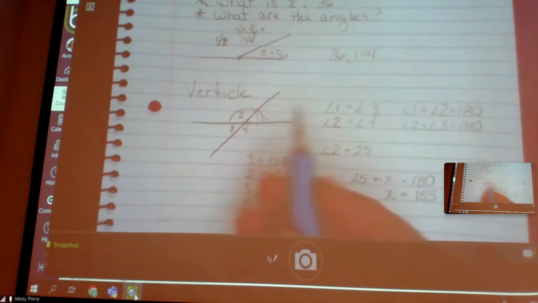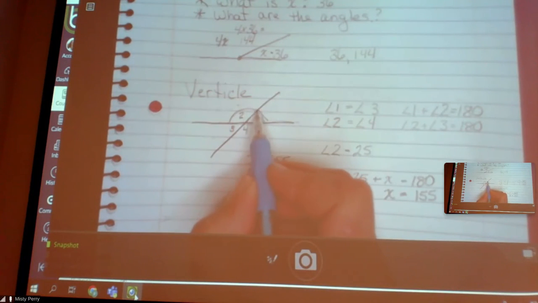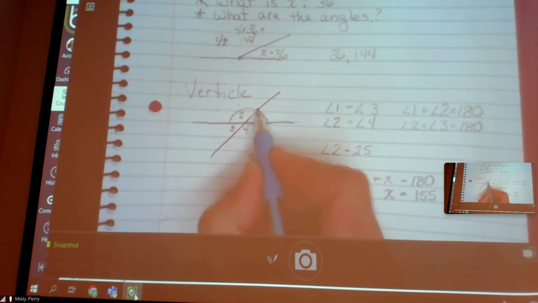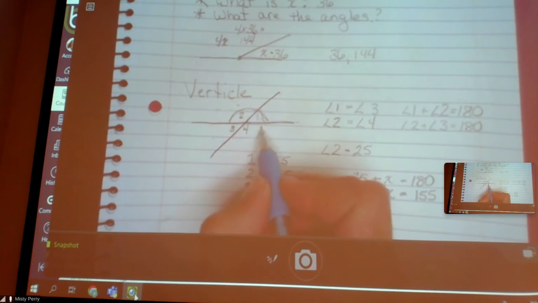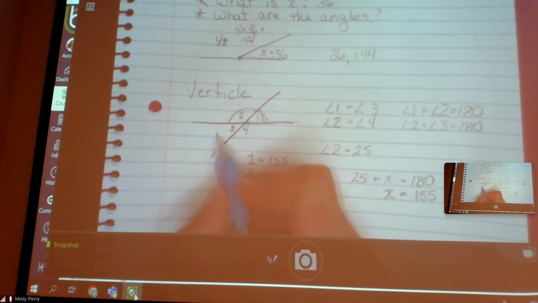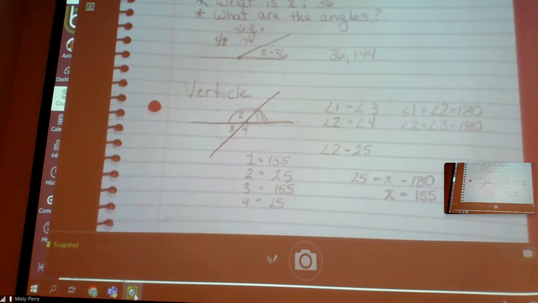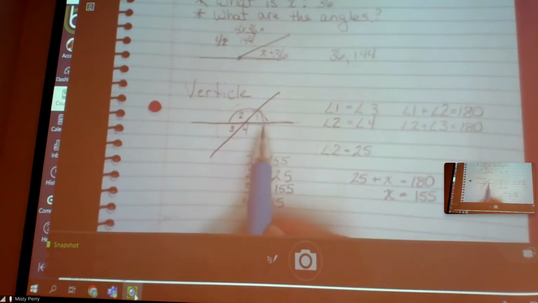Just notice on your picture, you're almost always going to have an obtuse angle and an acute angle. All the big ones are equal. All the small ones are equal. Don't worry so much about what numbers they give you. Plug in the numbers and then look at the ones that are equal.